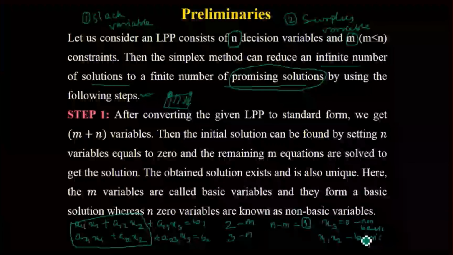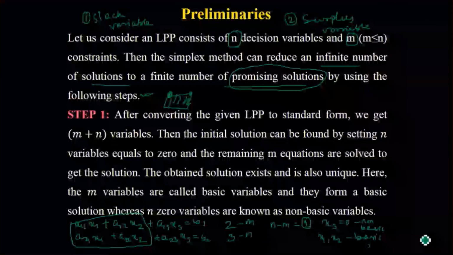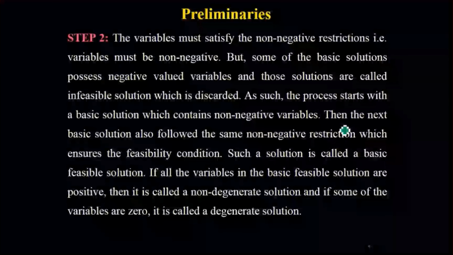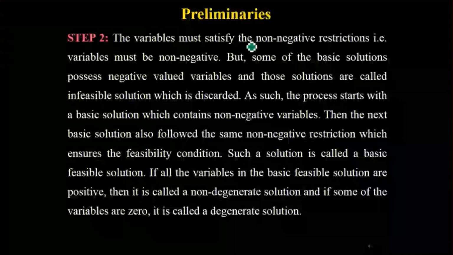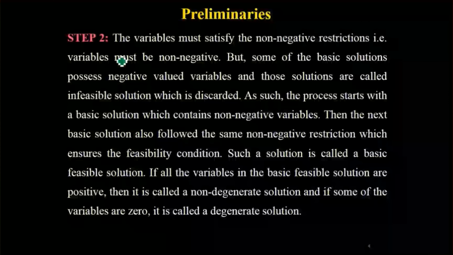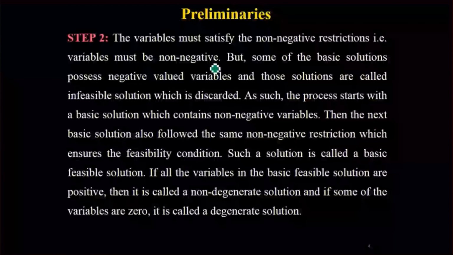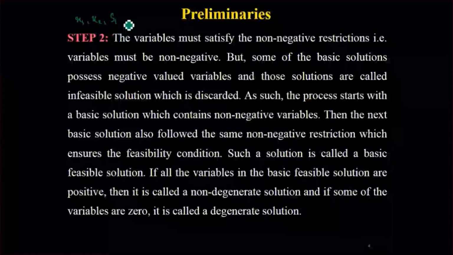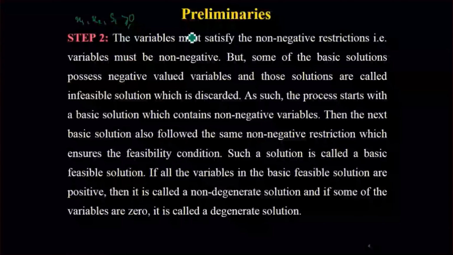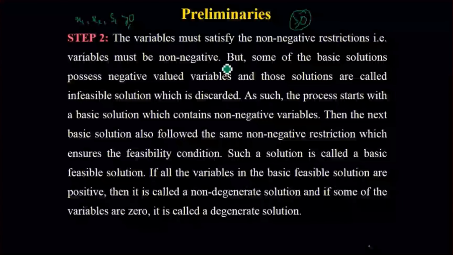So first, from the LPP you have to get those things. That was Step 1. In Step 2, the variables must satisfy the non-negativity restrictions, that is, variables must be non-negative. Whatever variables we have, let us say x1, x2, and slack variable s1, all must be greater than or equal to 0. This is the non-negativity condition.